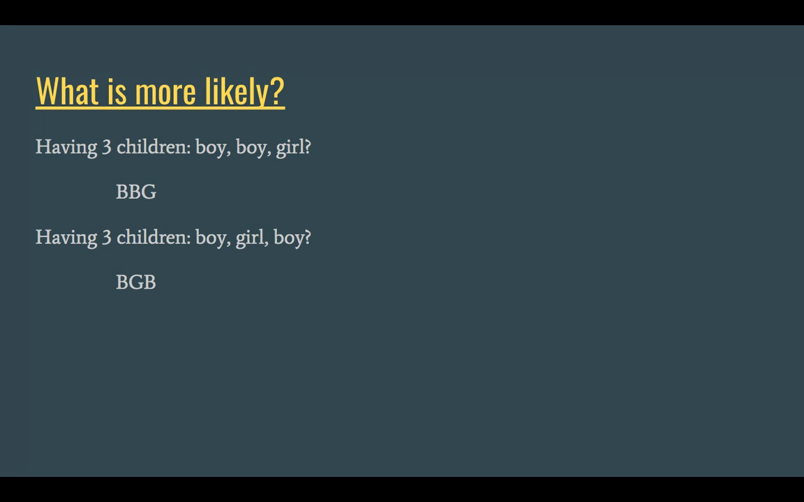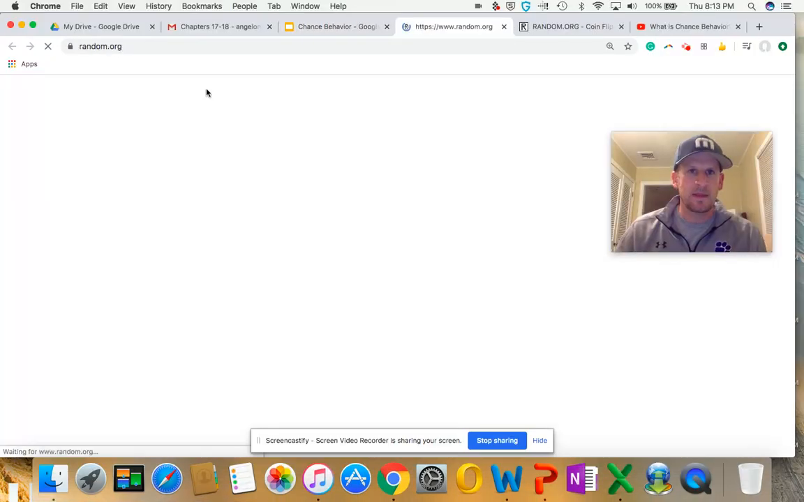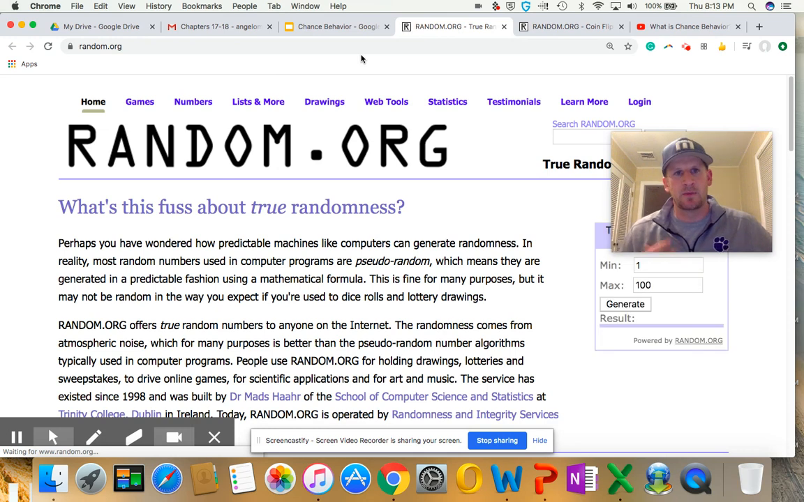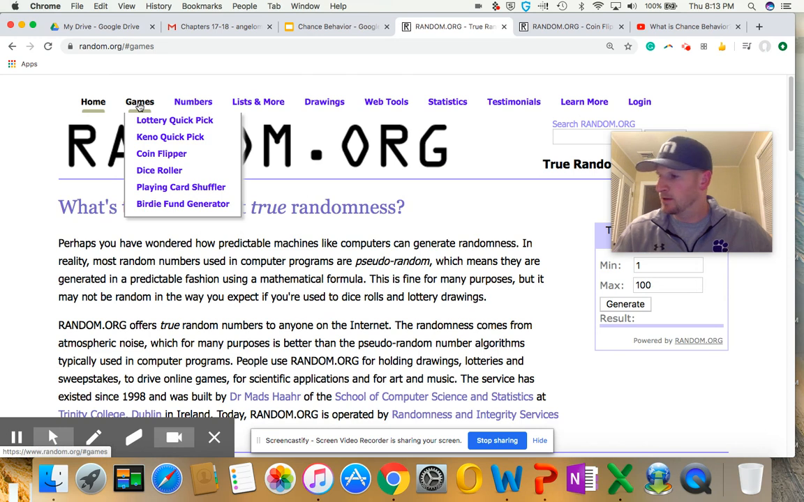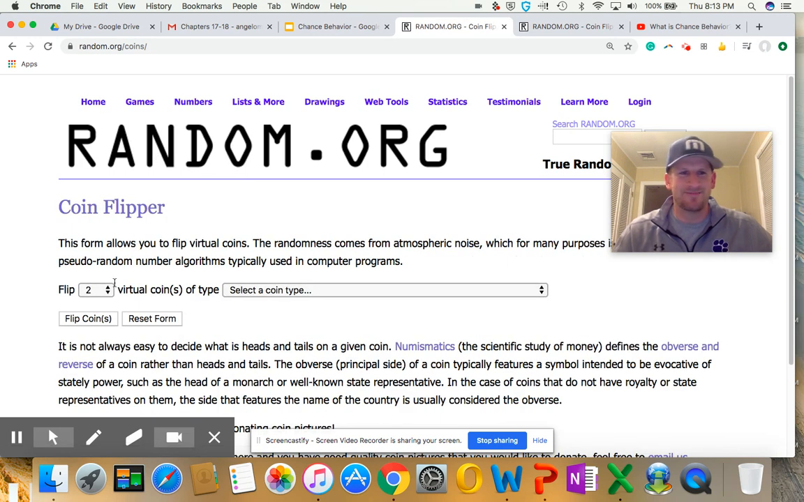So what's more likely, having 3 children in the order of boy, boy, girl, or having 3 children in the order of boy, girl, boy? And we're assuming here that the likelihood of getting a boy is the same as a girl. So we're going to use the website random.org to flip a coin and get heads or tails to simulate this. You can go to the games tab, and there should be an option for a coin flipper, a very fun game.